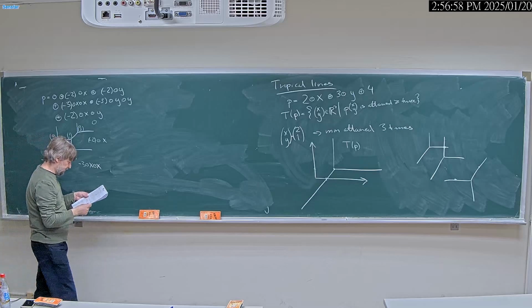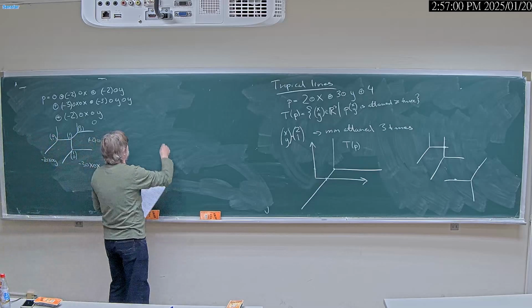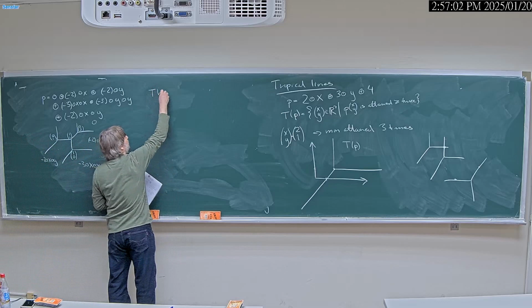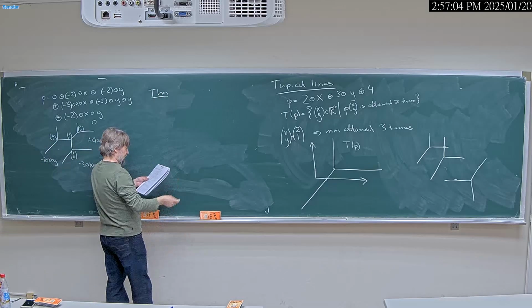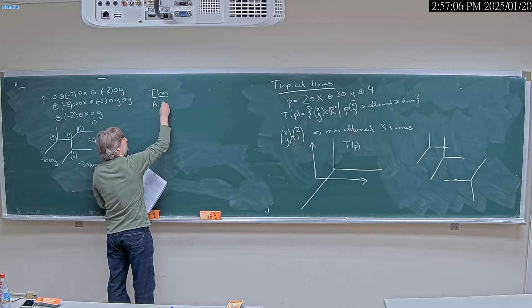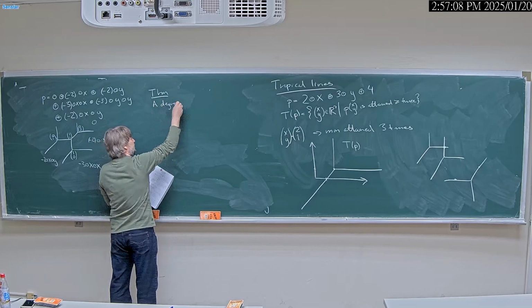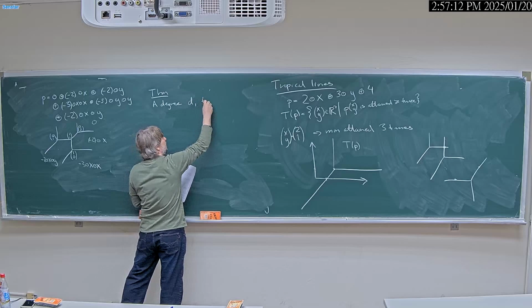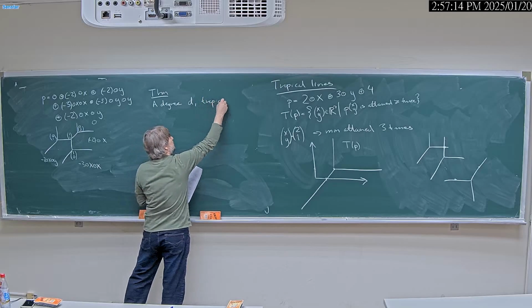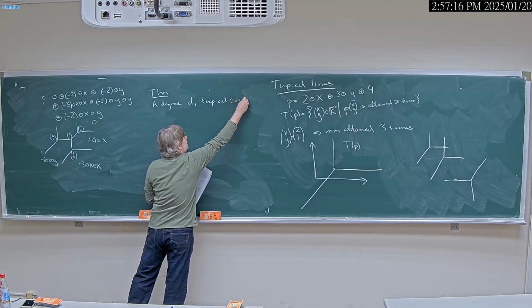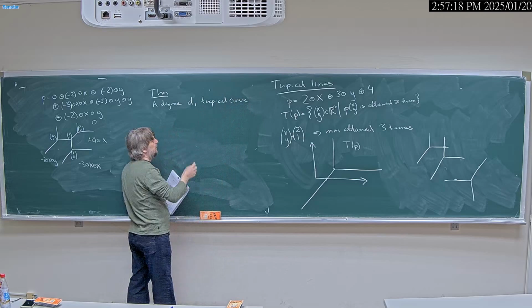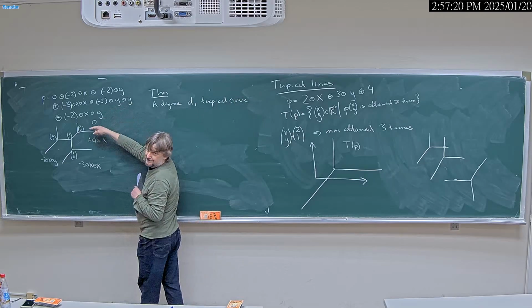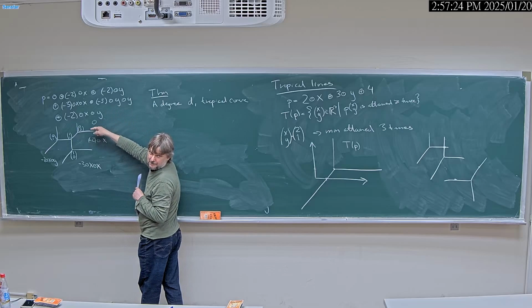So now here comes a theorem that I will not prove. A degree d tropical curve. So what do I mean when I say tropical curve? I just mean something in the plane that's given by a polynomial.